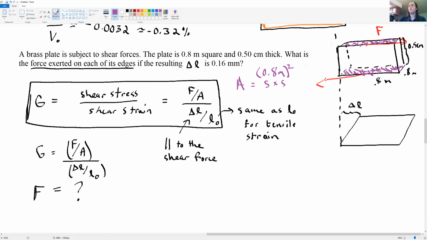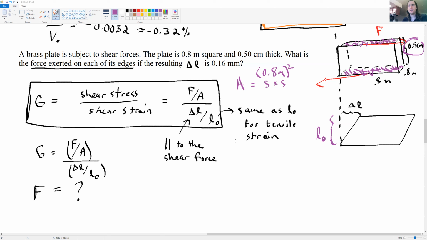Now L0 is the thickness piece here, the 0.5 centimeters. So this here is L0. You've used up all the dimensions of the material. You've used the cross-sectional area. What's left is the thickness. That's going to be your L0. Does that make sense?